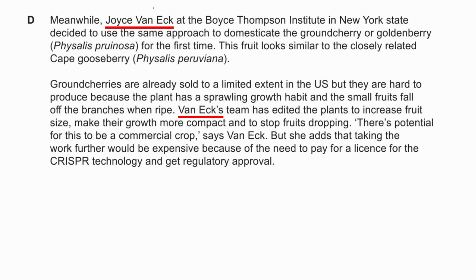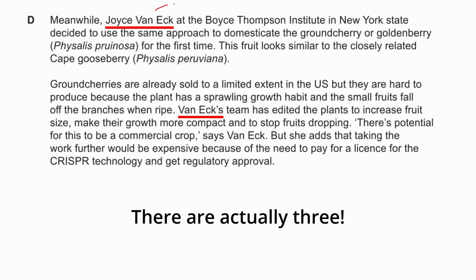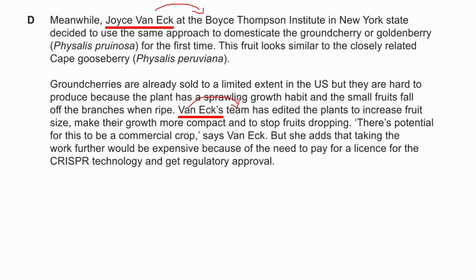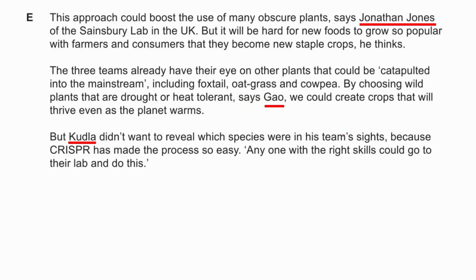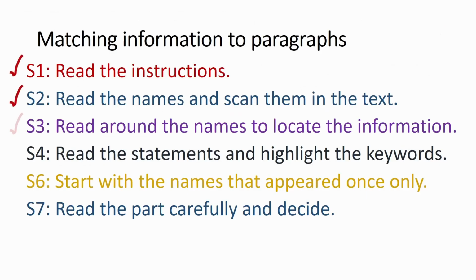Moving on, paragraph D, Van Eck 2 times. The information is after that. And here also the information is after that. Then in paragraph E, Jonathan Jones. The information about him is before that and also after that. Gao is both before and after. And finally, Kudla is after. So we did number 1, 2, 3.